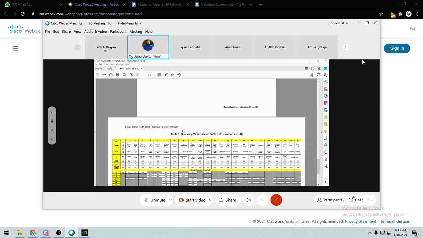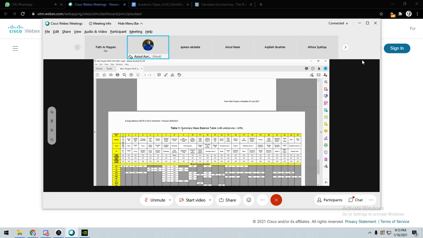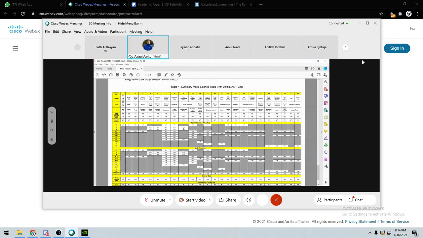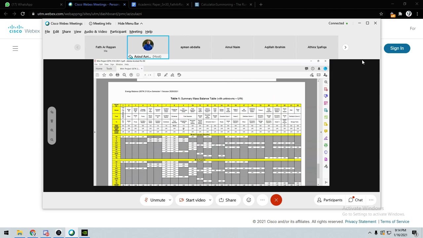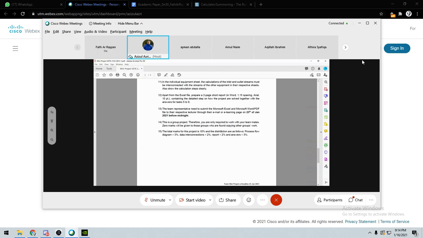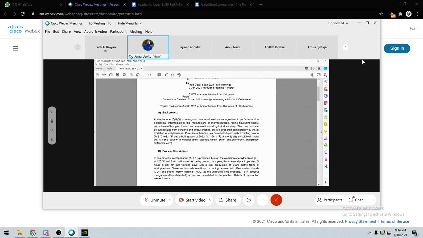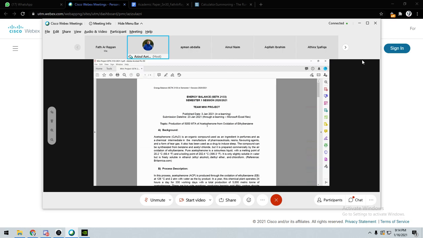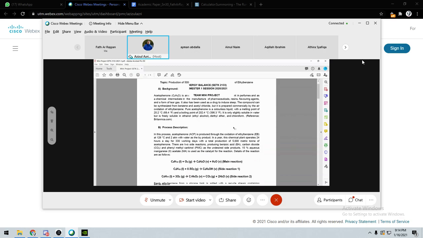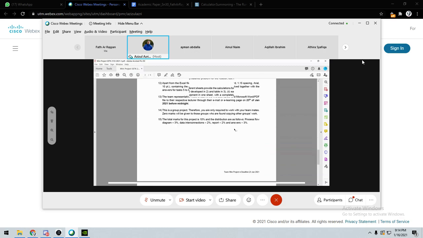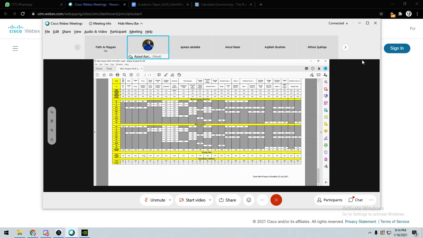Okay, so I don't want to answer directly whether you should only use one or many, but I'm just giving you a situation where I want you to think about it. Because here we have only one table, so this one table would be for the process that we are designing, or maybe you are given, which is the production of 5,000 MTA of acetophenone from oxidation of ethylbenzene. And this is the table specific for this process. And at the bottom, you will find the entropy.